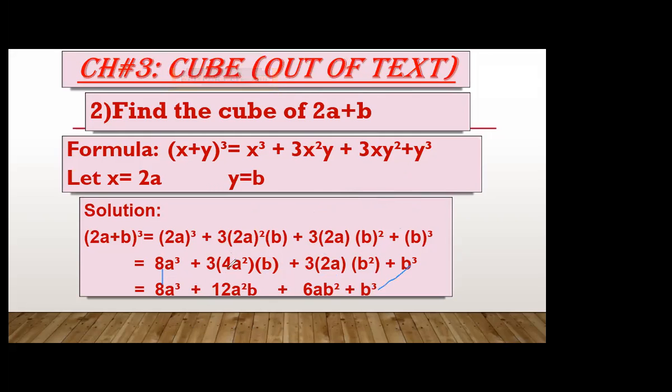Now let's solve the second and third terms. 3 into 4 is 12. Then a square into b is a square b. 3 into 2 is 6. And a into b square is ab square. Is it clear? Is it clear, my dear?